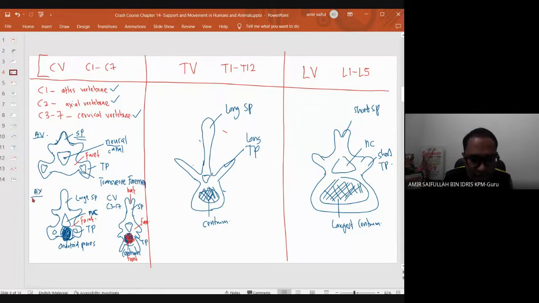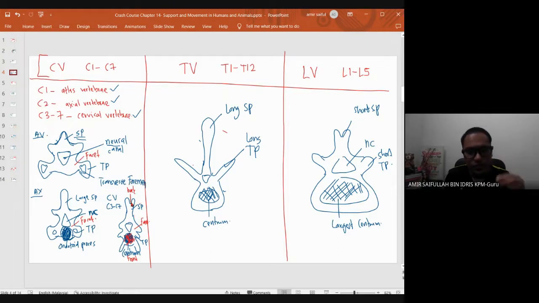Next, axial vertebrae. It has a large spinous process, also has neural canal, got facet, and they start to have odontoid process. Odontoid ni dia macam centrum. Dia mula nak ada centrum. Okay, mula nak ada centrum. Start to develop the centrum. Okay, and then it also has a transverse process lah. Okay, next.